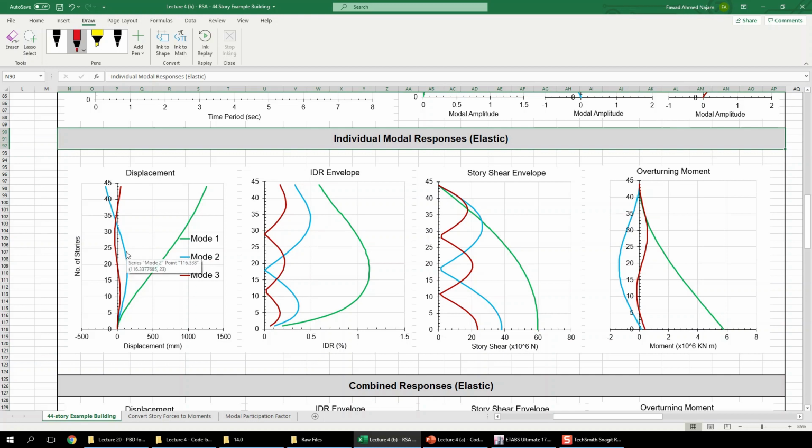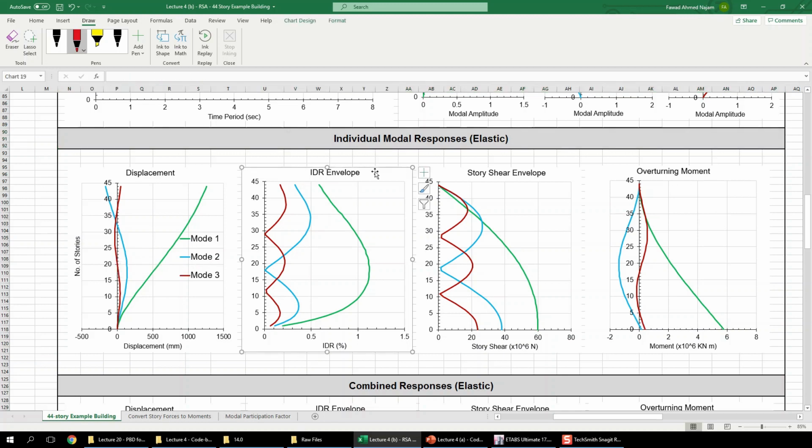Second mode is contributing significantly less, and third mode is contributing even less. This is the interstory drift ratio results, and you can see that the first mode has the maximum interstory drift ratio. The second mode has a significant contribution which cannot be neglected in the interstory drift ratio, and the third mode also has this contribution.